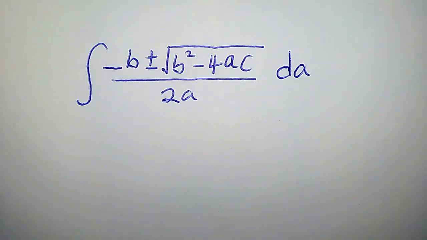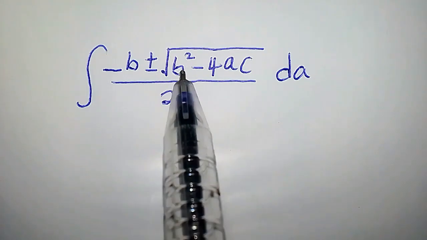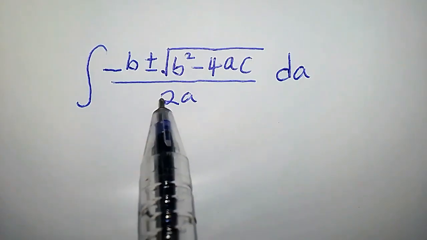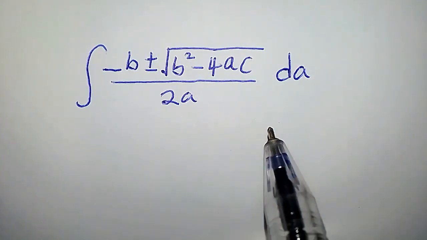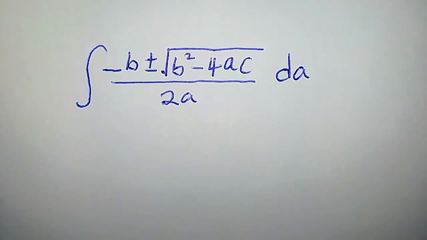Hello everyone, in this video we will integrate a very usual quadratic formula: minus b plus or minus square root of b squared minus 4ac over 2a. We want to integrate it with respect to a, so how do we go about it?